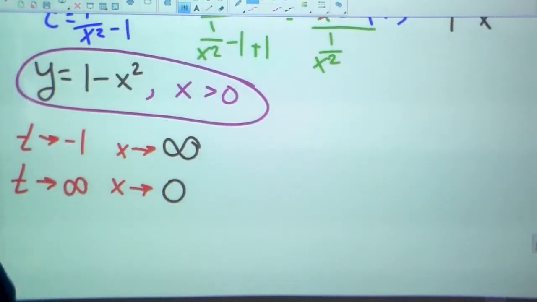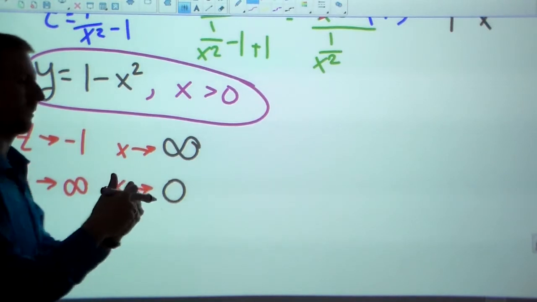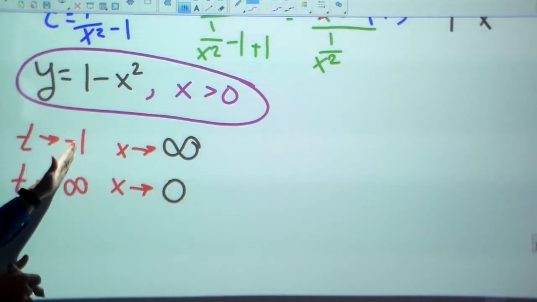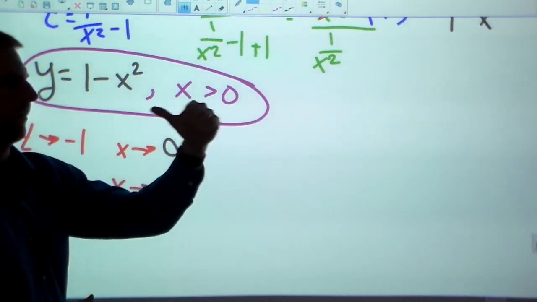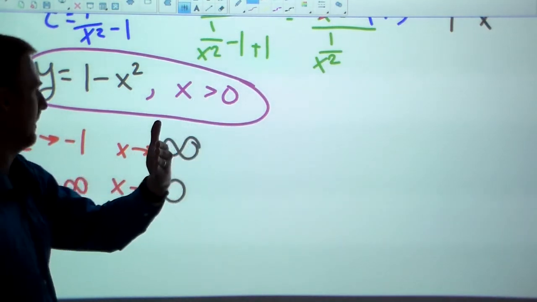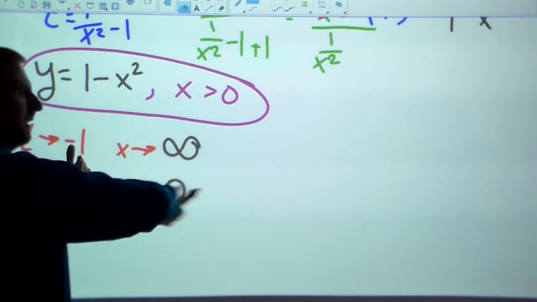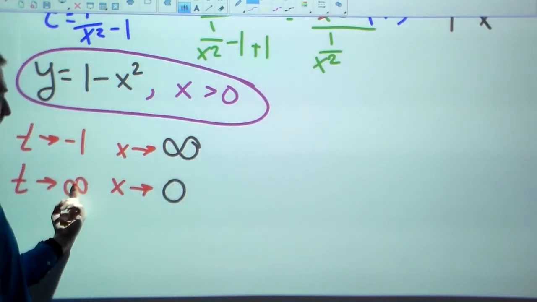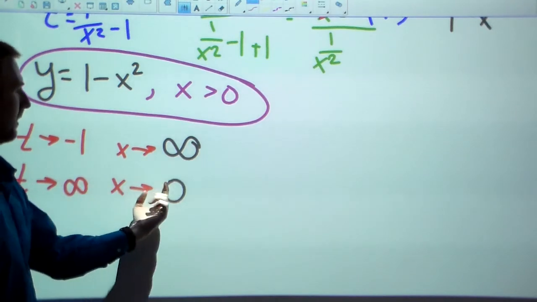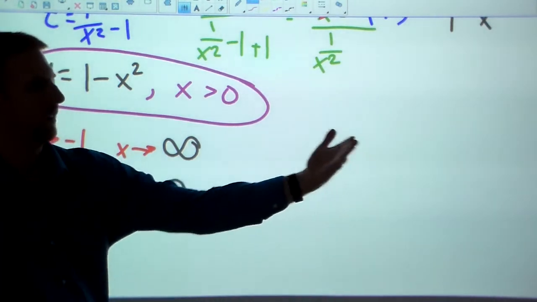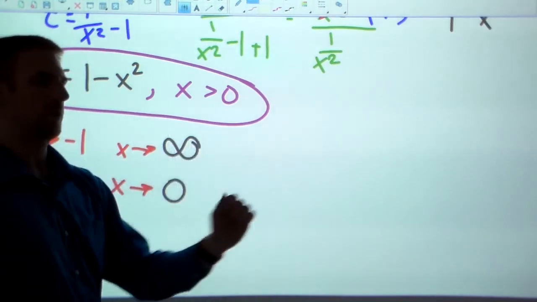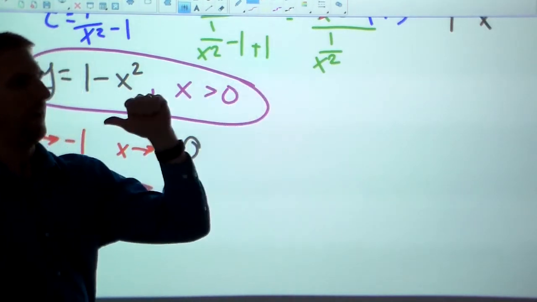Now let's see if we can make sense of what's going on as far as the direction this thing's moving. So as time is approaching -1, so that's the far beginning of time in this thing, we're out at infinity. And as time moves forward toward infinity, our x value is getting closer to 0. This thing's moving right to left. It's moving from infinity back towards 0. So this thing's coming from the right, moving left.